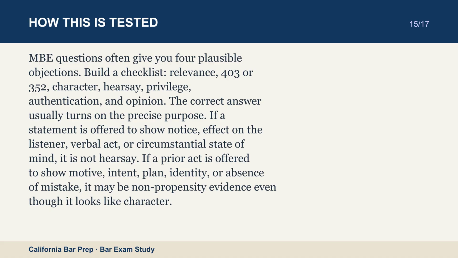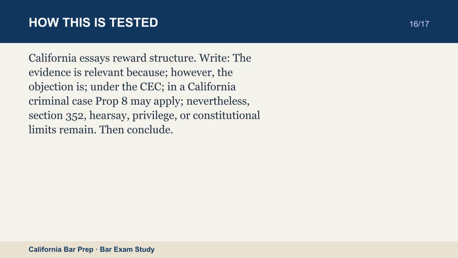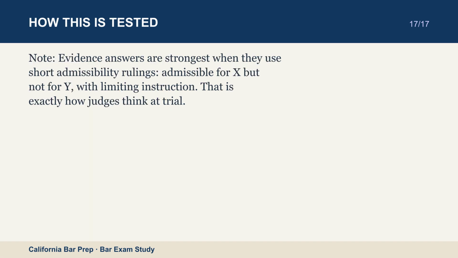California essays reward structure. Write: the evidence is relevant because; however, the objection is; under the CEC, in a California criminal case Prop 8 may apply; nevertheless, Section 352, hearsay, privilege, or constitutional limits remain. Then conclude. Note, evidence answers are strongest when they use short admissibility rulings, admissible for X but not for Y, with limiting instruction. That is exactly how judges think at trial.